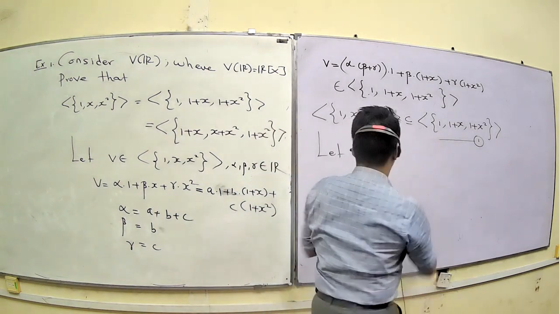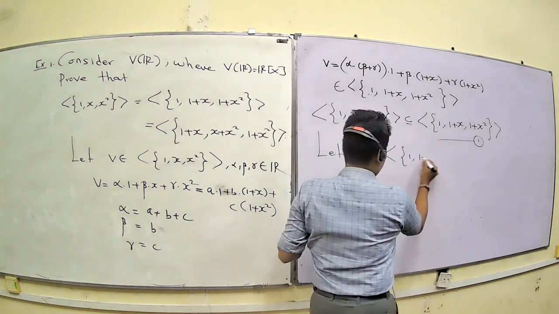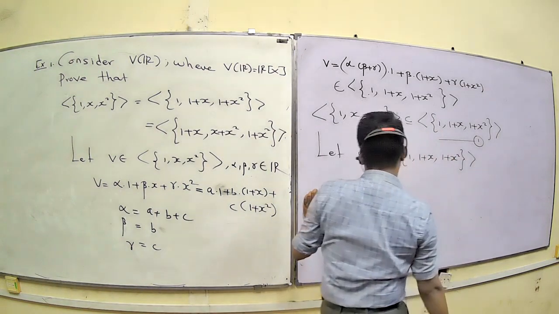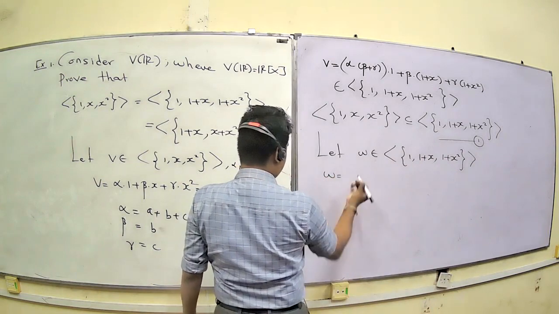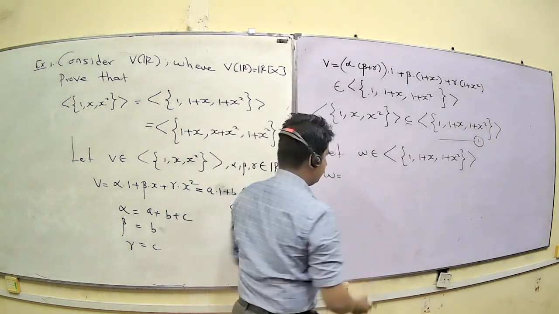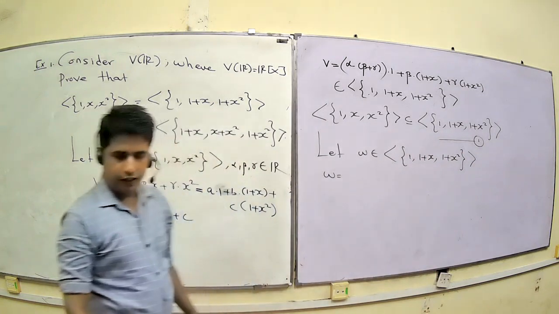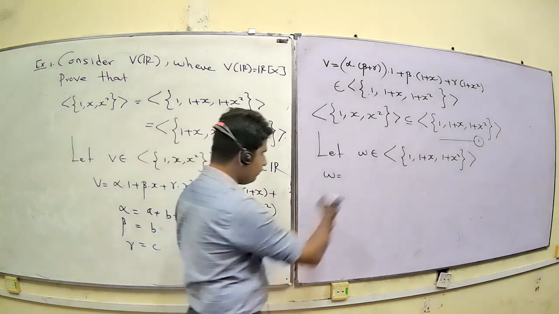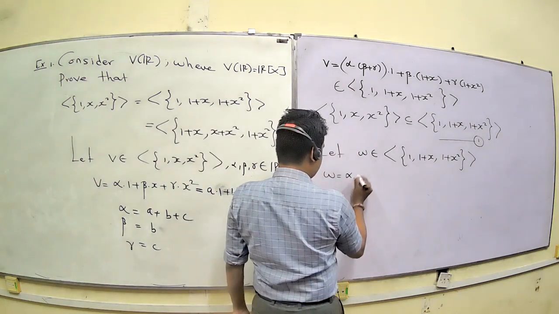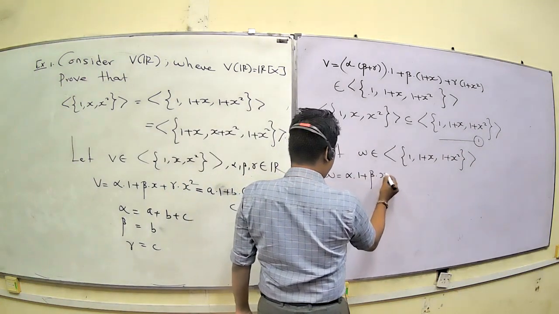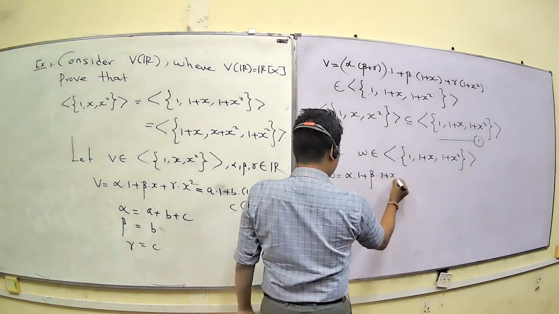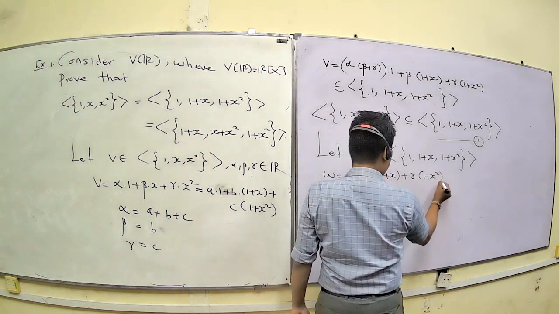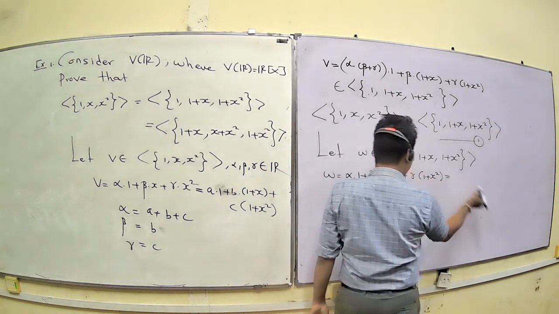W belongs to this span set: 1 plus x, 1 plus x squared. So W we can write as a linear combination of these vectors. So what is the idea? Alpha times 1, beta times 1 plus x, gamma times 1 plus x squared. Okay, right. What is the idea now?